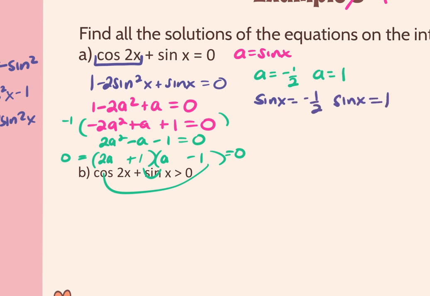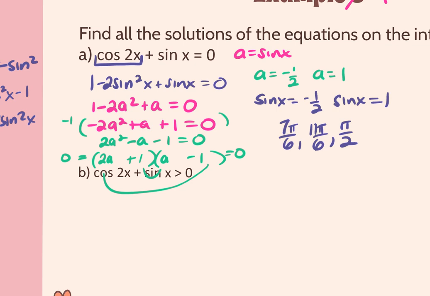And then where is sine -1/2? First of all, it's negative, right? So we're talking bottom. 7 pi over 6, and let's see, other over 6 in the bottom, 11 pi over 6. And then where would sine be 1? At the top. Good. Pi over 2.